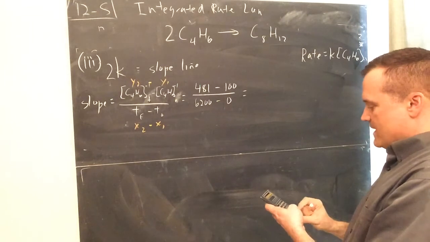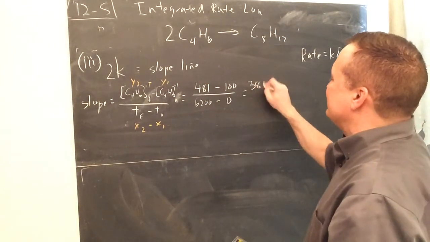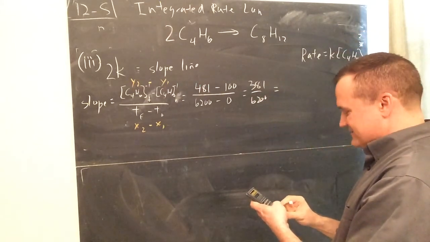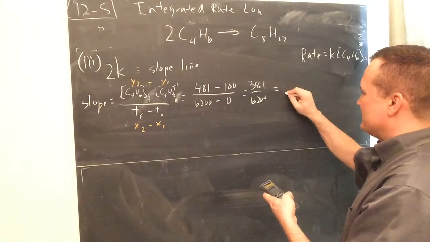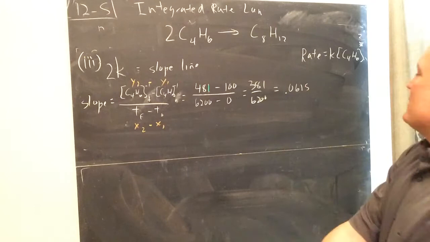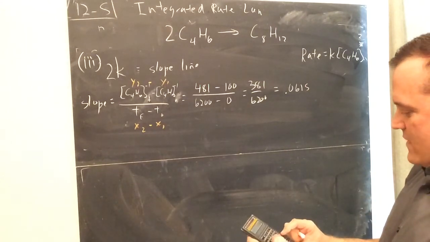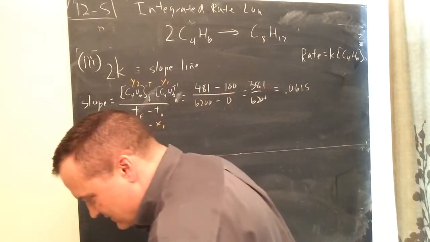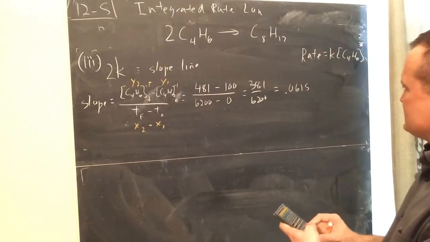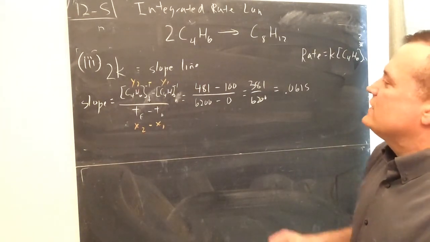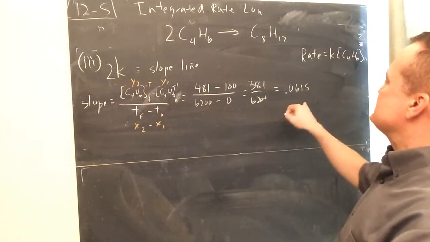So let's figure that out. 481 minus 100 is 381. Why did I need a calculator for that? See, that's what happens. You get so tied to the technology and you forget the obvious. You overlook the obvious. Okay, so 0.0615. Just double checking my math. Yeah, 0.0615.